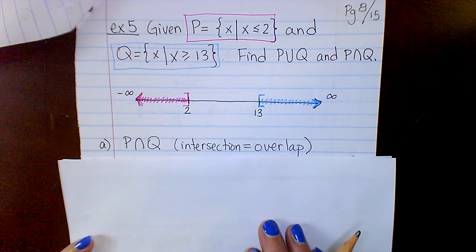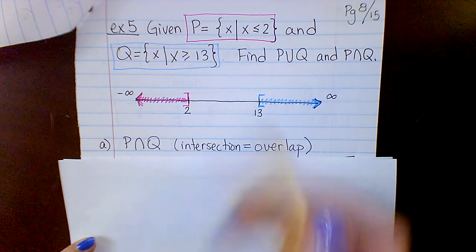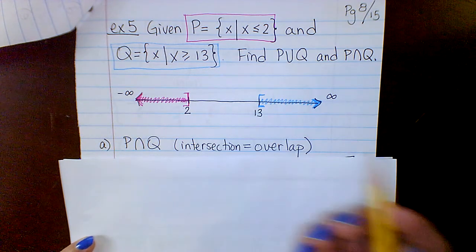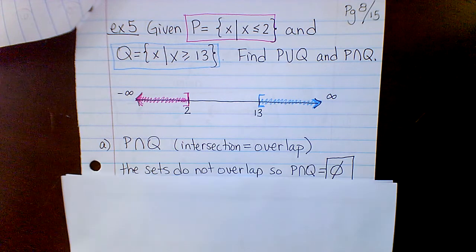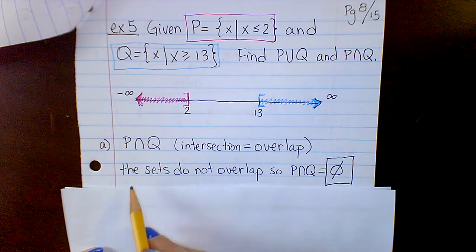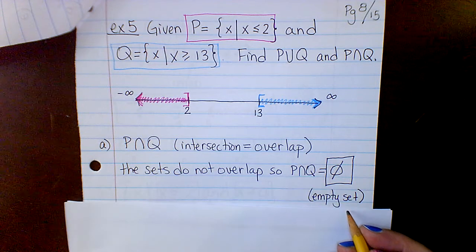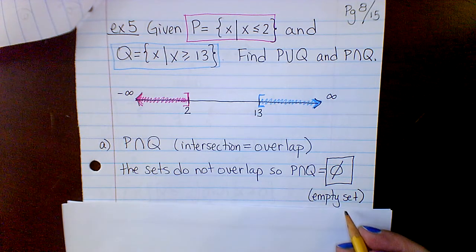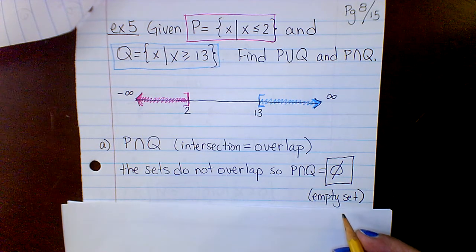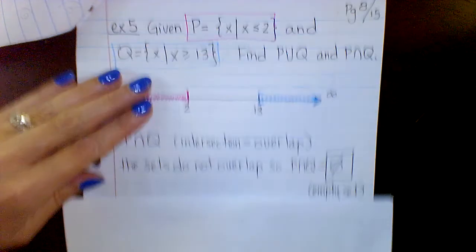Let's do the intersection first. Where does the red and the blue overlap? Well, they don't. So we say that because they don't overlap, the intersection is the empty set. Right? There's nothing in the overlap. There are no numbers that are in both P and Q.